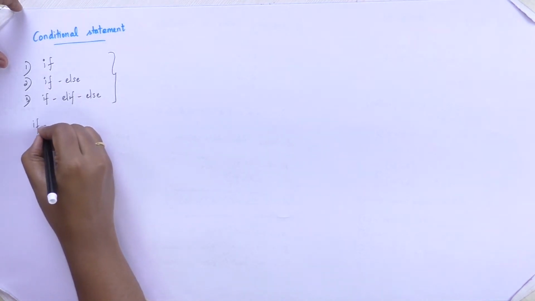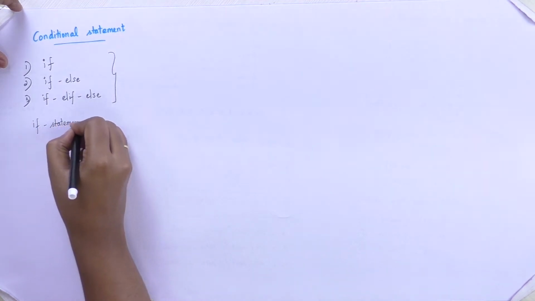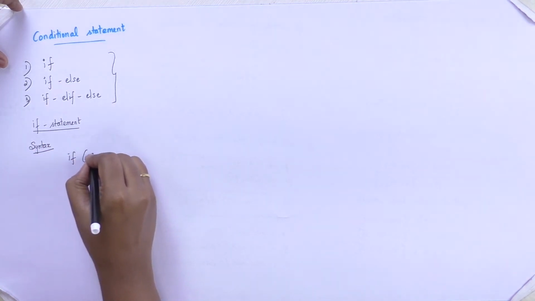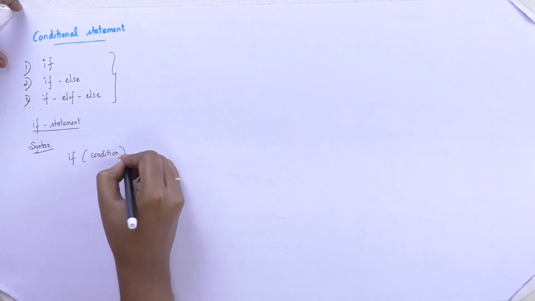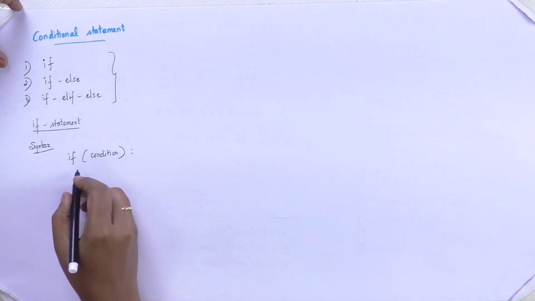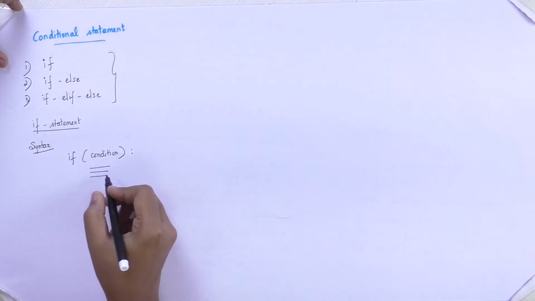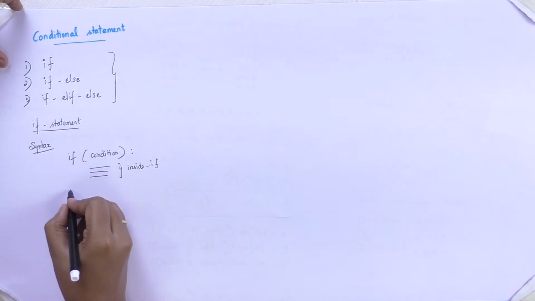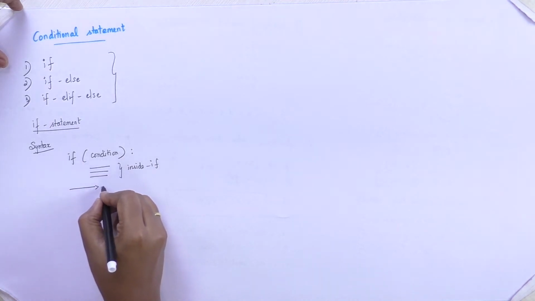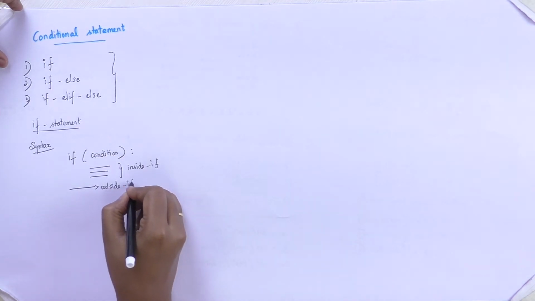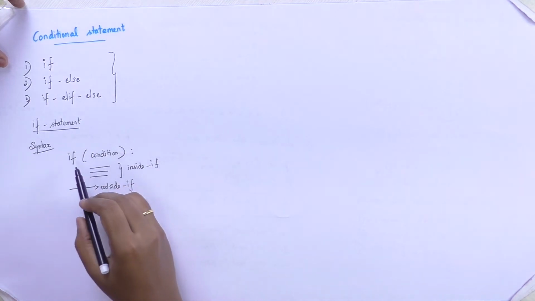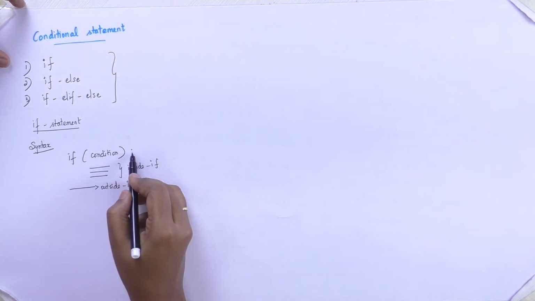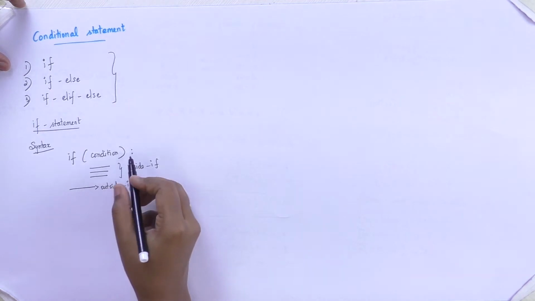First we'll see what the if statement is. The syntax goes like this: when you're having a condition, you write if followed by the condition, and then you have to specify a colon, followed by proper indentation, and write the statements there. These represent inside if, and when you write a statement parallel to the if, it represents outside if. The colon is mandatory. The colon represents the start of the if block.